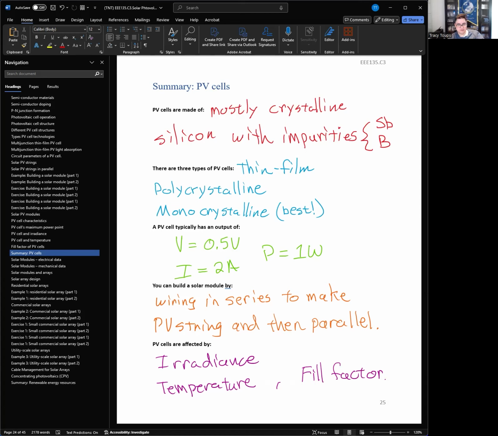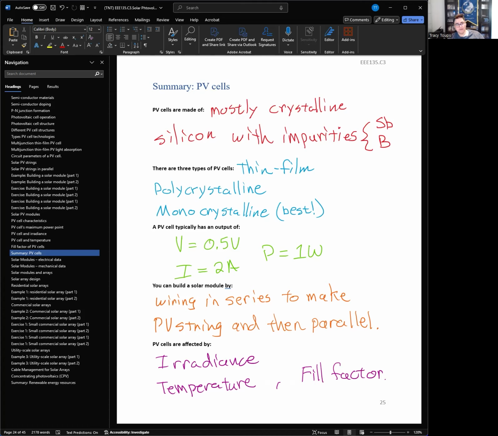Now remember, all PV cells are going to be affected by irradiance, meaning how much sun is hitting it that particular day and time, the temperature of the PV cell as well, and the fill factor, which is how high a quality the PV cell is from the manufacturer you bought from.